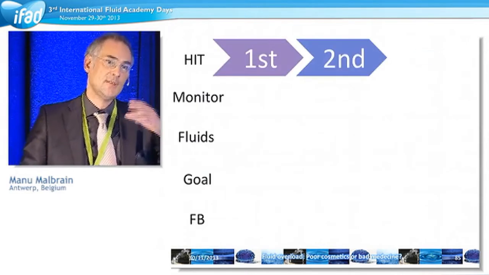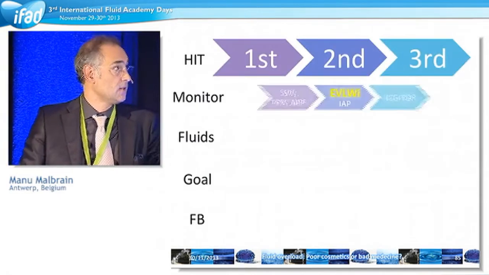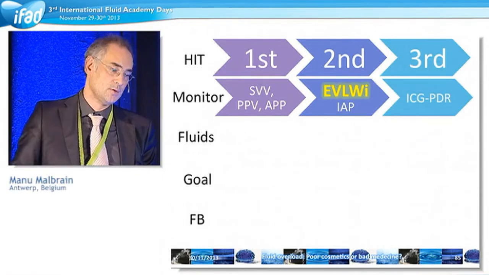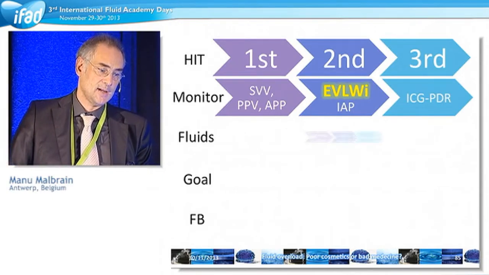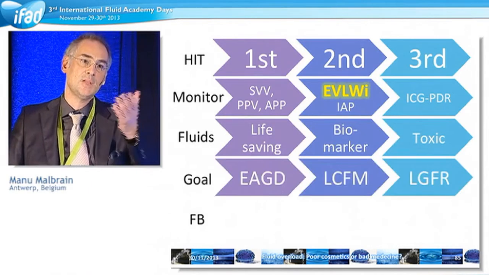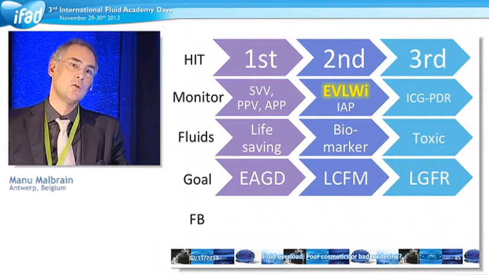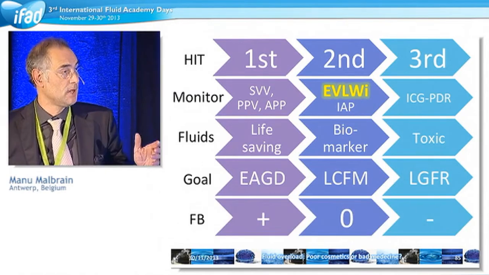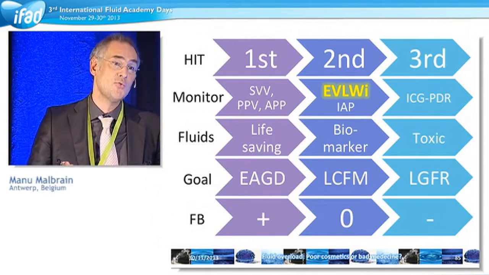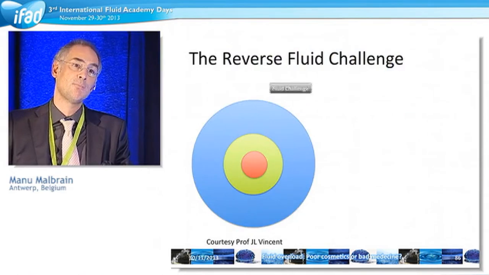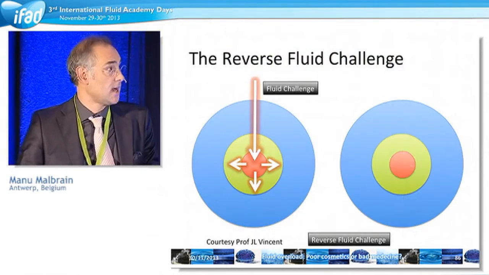So within this evolution of first, second, third hit, the monitoring may change from functional hemodynamics and then to organ function, and finally maybe to perfusion with ICG-PDR. Fluids from life-saving can be toxic and can kill the patient, and the goals change from early adequate goal-directed to late conservative fluid management to late goal-directed fluid removal, and that's what we call deresuscitation, with fluid balance from positive to negative.